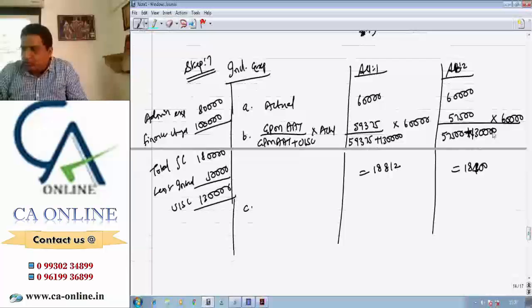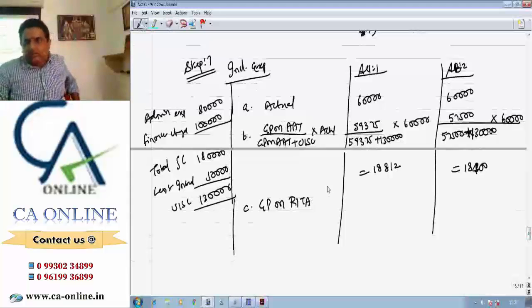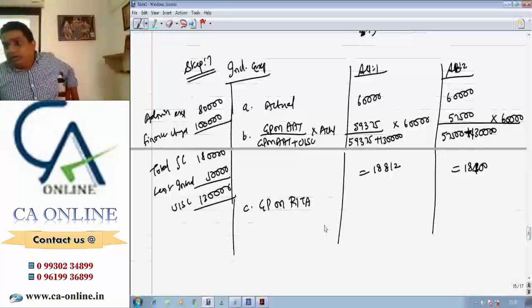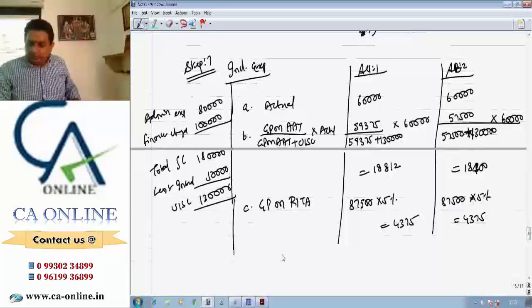Admin expense 80,000, finance charges 1 lakh. So total standing charges 399, 400. GP and Rita. In this problem, is Rita readily given? No. Is expected sale and all given? No. Therefore, actual Rita. So what is actual sales? 87,500. Into 5%, both places. 4375. Of the above, 4375 is lower.